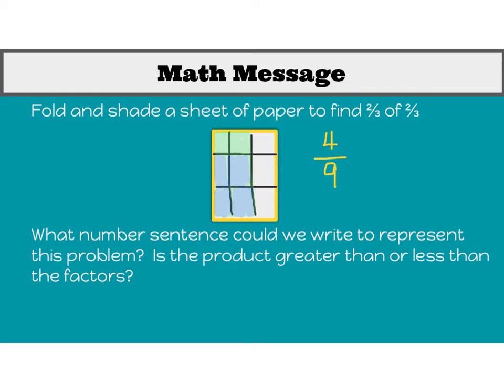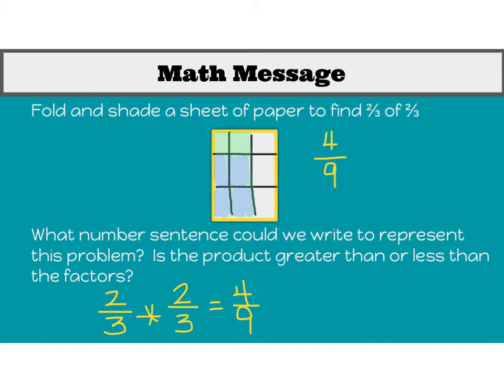Now, let's take a look at the questions that we have here at the bottom. What number sentence could we write to represent this problem? And is the product greater than or less than the factors? So let's think about what our equation would be. We could write 2/3 times 2/3, which equals 4/9.